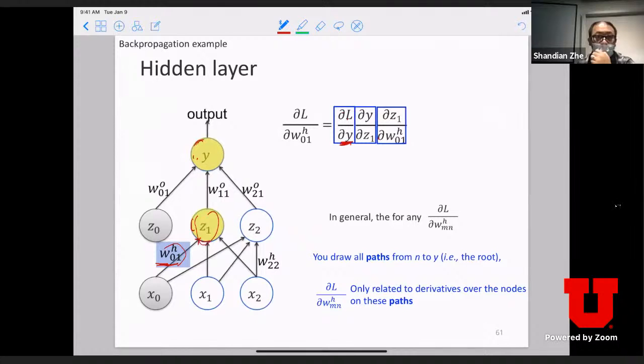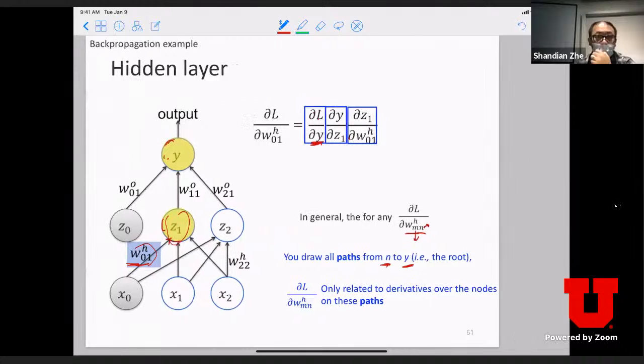So in general, if you want to compute the partial derivative of the loss with respect to any edge weight WMNH, according to our notation, it is on the edge which connects the mth node in layer H minus 1 and the nth node in layer H. You need to draw all the paths from node n to Y. Y is the output neuron, or the root node. Then you enumerate all the paths, multiply the derivatives along each path, and add them together. It's just what we have done to illustrate the chain rule.